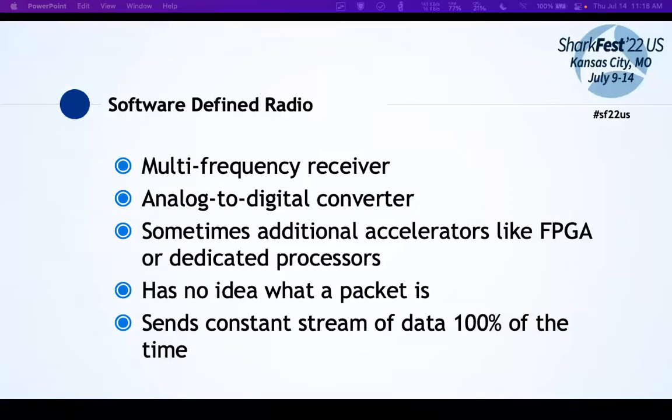So software-defined radios, on the other hand, are usually multi-frequency receivers. They're very wideband, so you could see everything from FM radio to 5 gig Wi-Fi with a single device. They're made up of the radio front end, an analog to digital converter to take the radio signal and give it into some form of digital. Sometimes you'll have additional accelerators, so they might have an FPGA on them. They might have an ARM processor or something to help with the processing load before it sends it to the computer. They have no idea what a packet is. They have no idea what anything is. It is sending a 100% bandwidth stream 100% of the time to the computer, and it's up to you to figure out what to do with this huge pile of data.